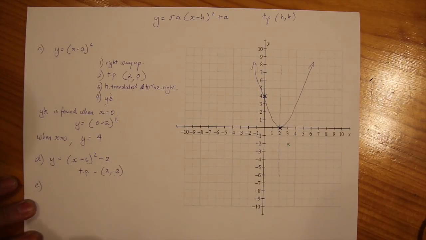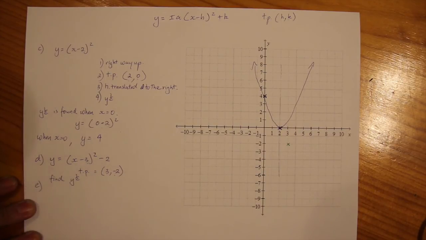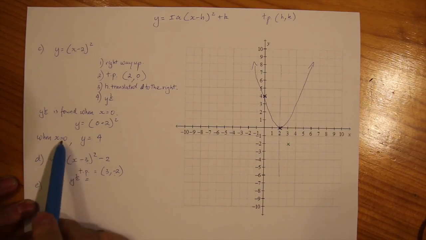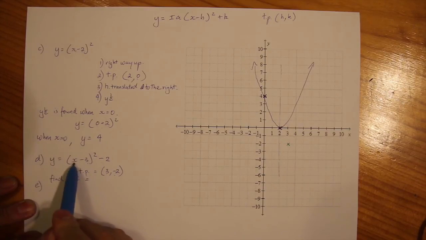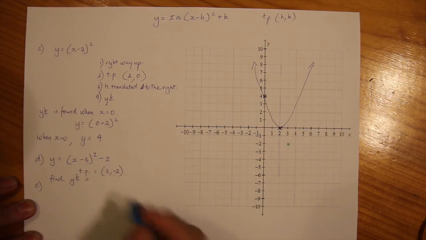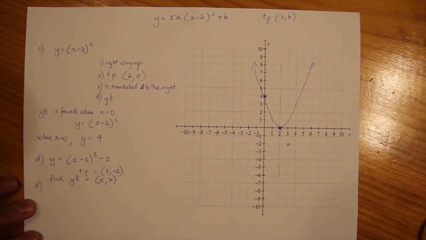What you can then do is find the y-intercept. Okay, so the y-intercept is, remember, when x equals 0. So let's substitute x with 0. 0 minus 3 is just minus 3. Minus 3 squared is 9. 9 minus 2 is 7. So the y-intercept when x equals 0, y will equal 7.